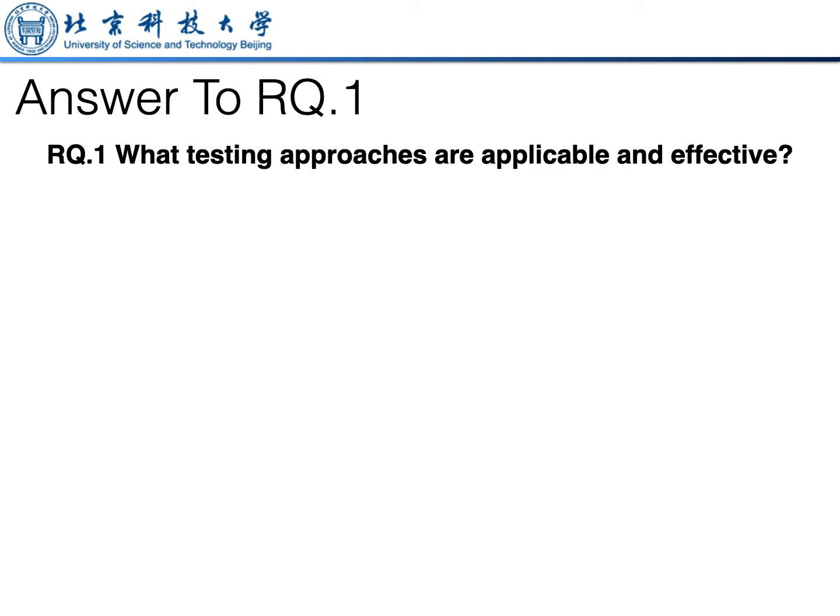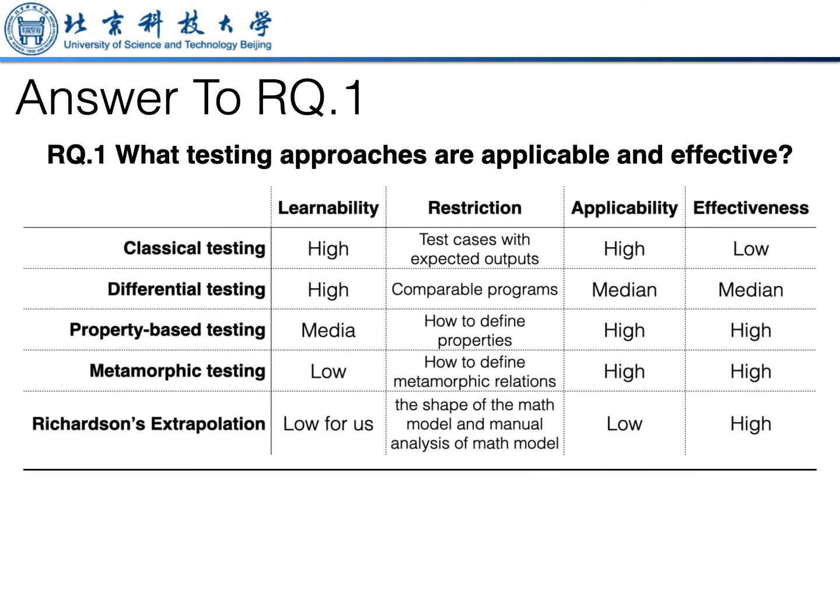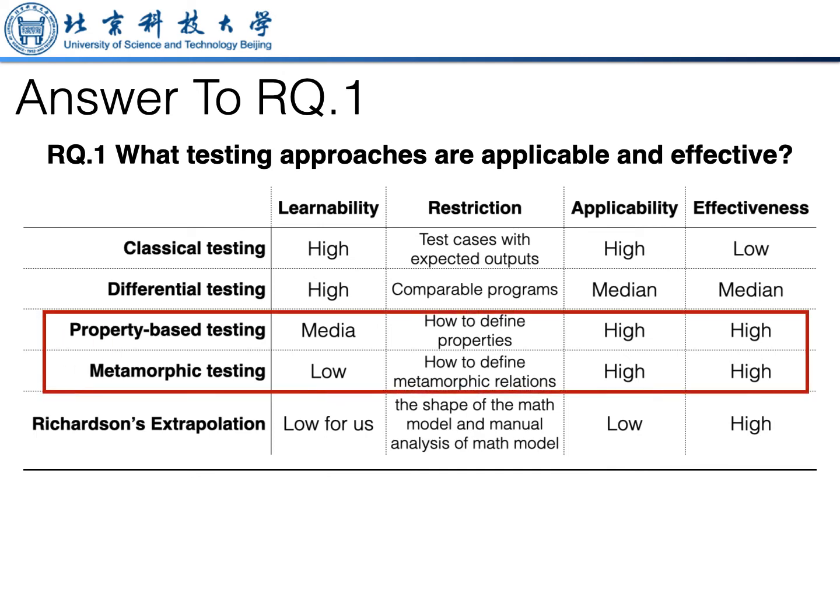Now, let us consider our research questions to summarize our real experience. Our first question is what approaches are applicable and effective? We tried 5 testing approaches in our practice. Generally speaking, property-based testing and metamorphic testing are the 2 most applicable and effective testing approaches. The main difficulty is that the 2 approaches are not very easy to be learned, especially by domain experts. Consequently, defining program properties and metamorphic relations becomes more challenging. However, even with simple properties and metamorphic relations, we still found many bugs. Hence, we recommend these 2 approaches.